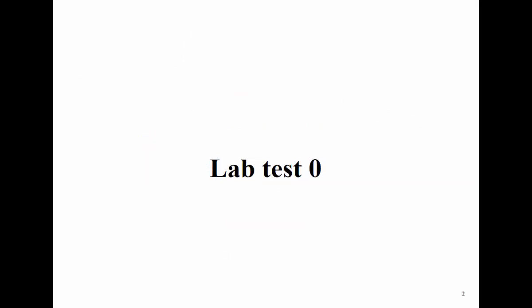The result for lab test zero is in the Moodle. You can access it by using your EECS account. The result is good, but there are some mistakes. One of the common mistakes is compilation. In lab test one, I want you to make sure that the code you submit is compiled. Otherwise, you will receive a very low grade.